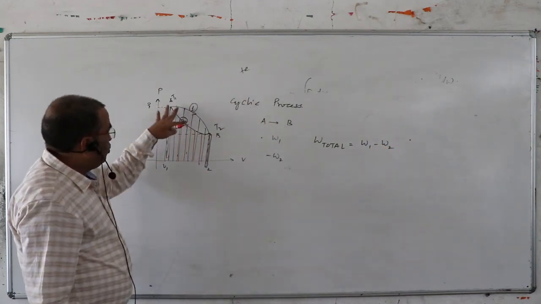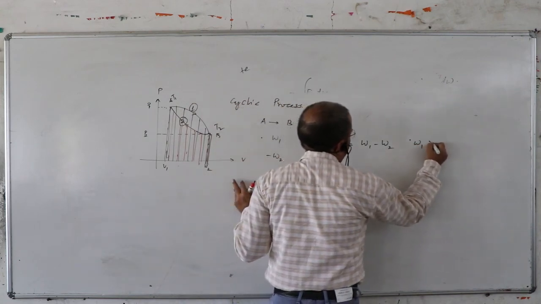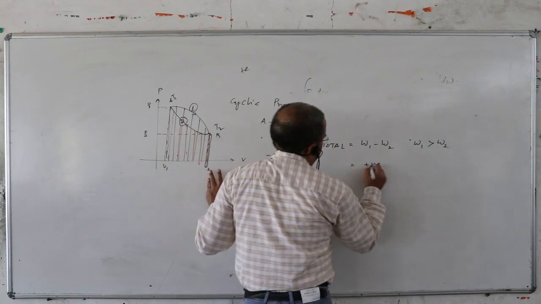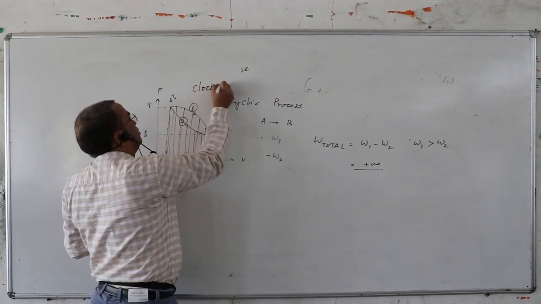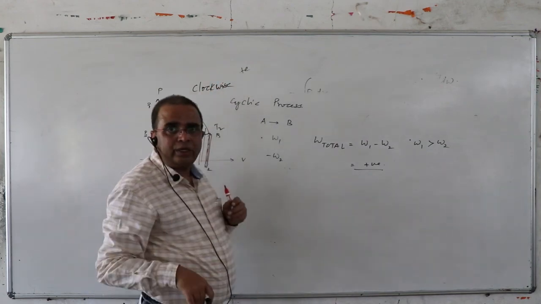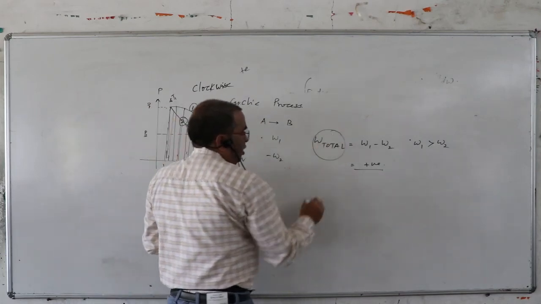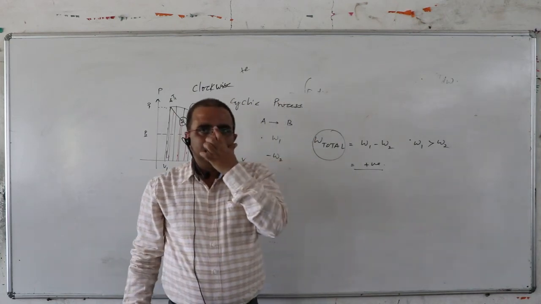Since W1 is greater than W2, which is obviously visible, definitely the work done by the gas is positive when the cycle is taken clockwise. So in a clockwise cyclic process, we obtain a positive work done. Here we will stop for a while.